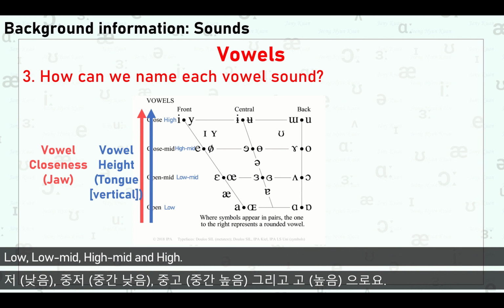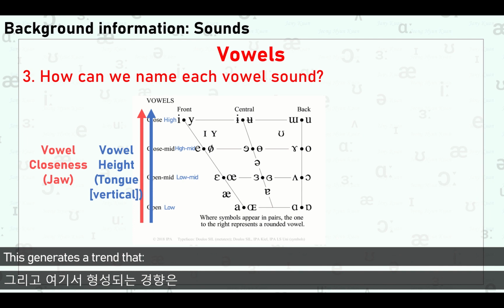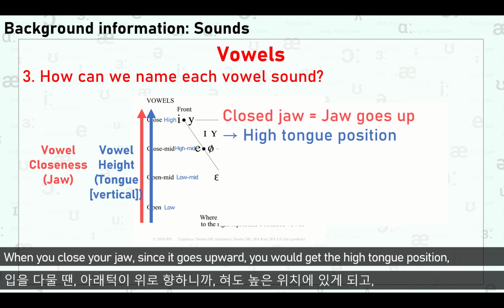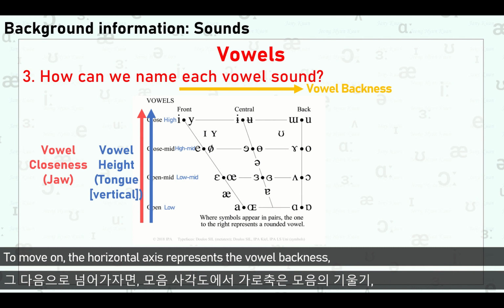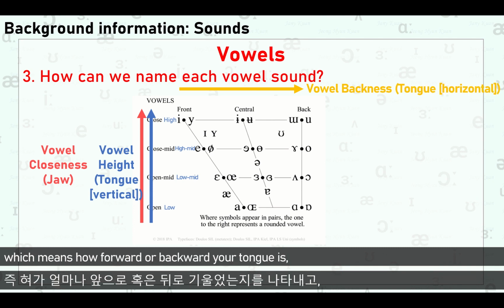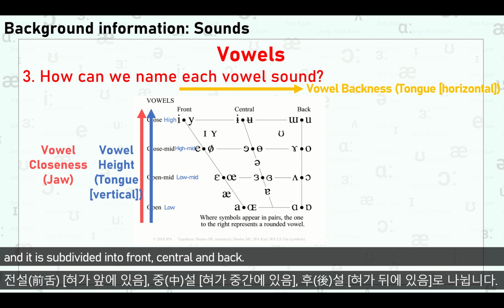Low, low-mid, high-mid, and high. This generates a trend that when you close your jaw, since it goes upward, you will get the high tongue position. And when you open the jaw, since it goes downwards, you will get the low tongue position. And to move on, the horizontal axis represents the vowel backness, which means how forward or backward your tongue is. And it is subdivided into front, central, and back.